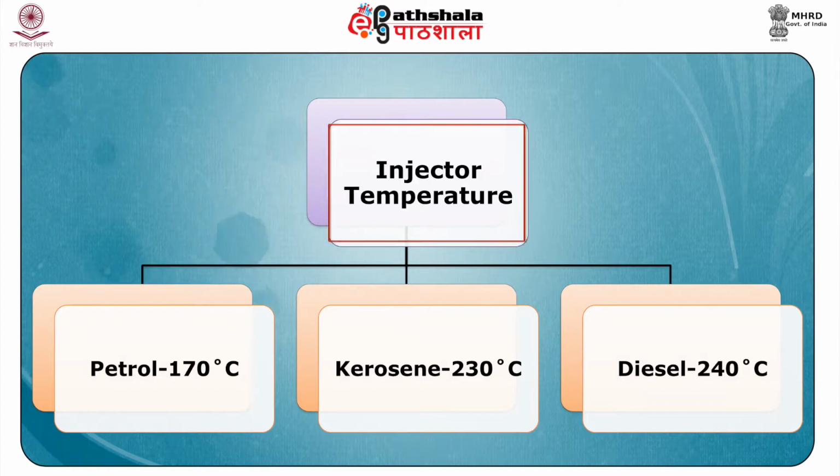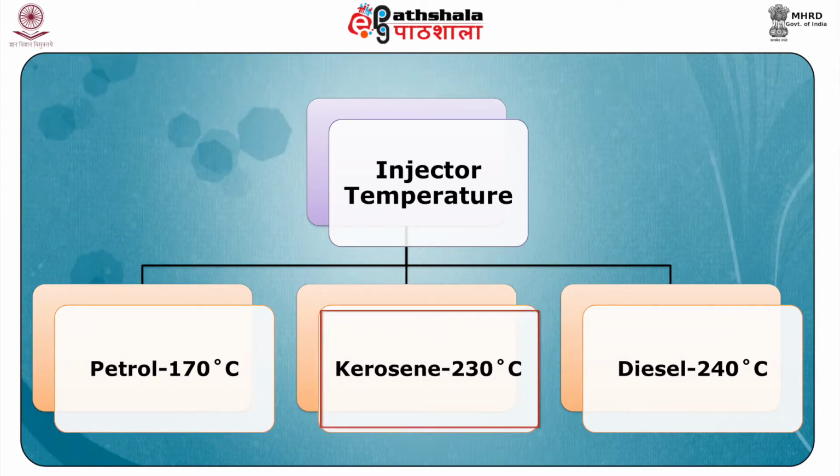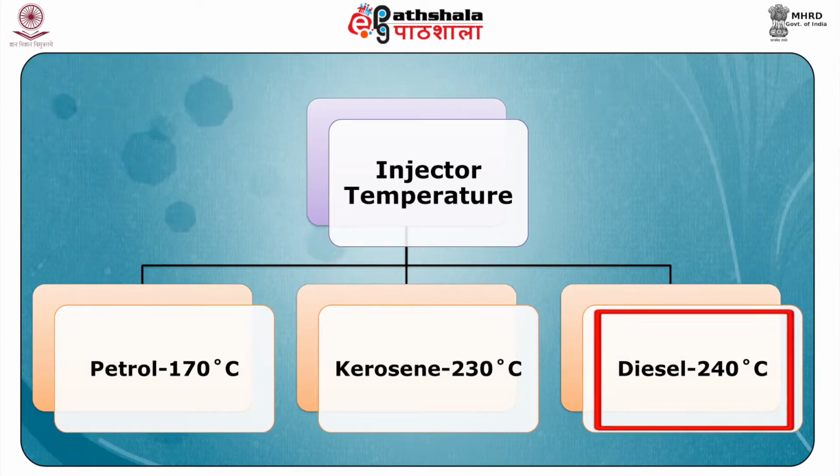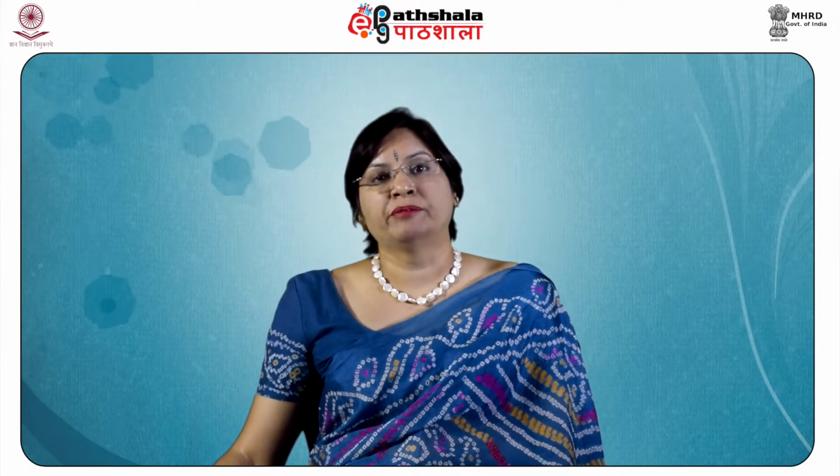Moving to next, the injector temperature. The injector temperatures are set this way. For petrol it is 170 degrees centigrade, for kerosene it is 230 degrees centigrade, and for diesel it is 240 degrees centigrade. And dear student, why are we looking for different temperature settings?